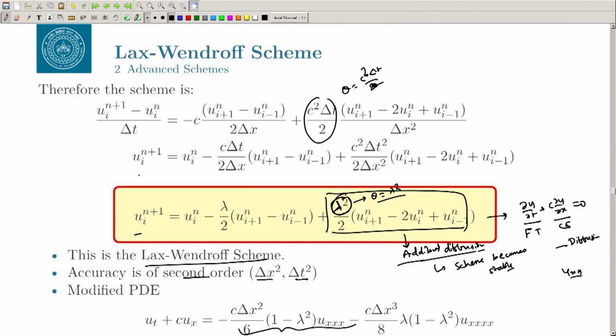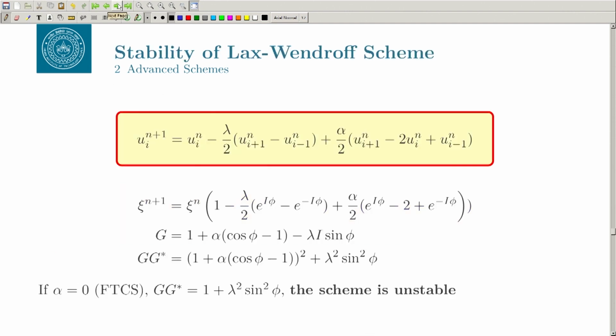So, this is just balancing out. If you put more than lambda square, then what will happen? It will be more dissipative. So, you will have a dissipation error in the leading term. If you put your diffusion number less than lambda square, then what will happen? The scheme will become unstable. Let us see all those things. Let me go through the slides itself, in the interest of time.